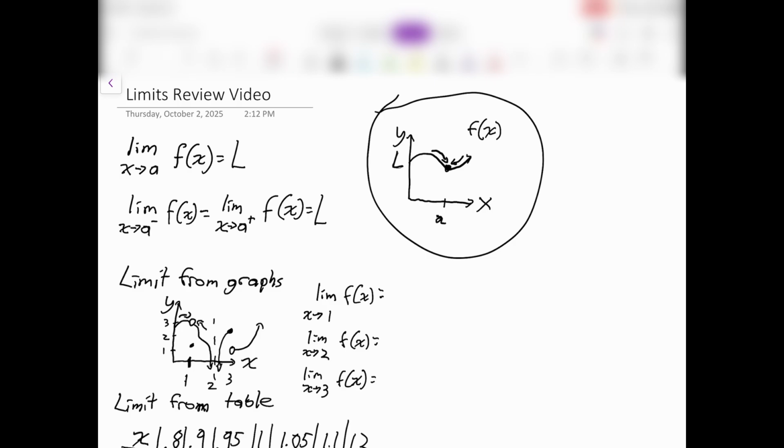The limit as x approaches 1 of f of x would be equal to 3. The limit as x approaches 2 of f of x would be equal to negative infinity. And the limit as x approaches 3 of f of x would not exist, because for a limit to exist, the left and right side both need to be equal.